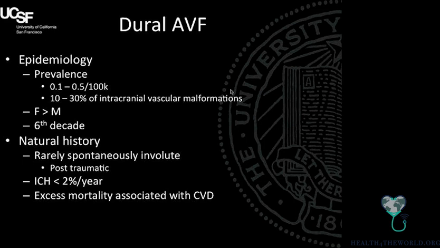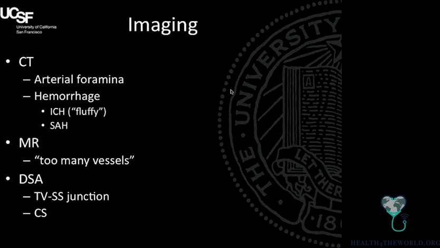The thing to remember about dural fistulas is, from an imaging standpoint, if you present with a hemorrhage, that's a good indication that you may need to do some sort of angiographic sequence, whether it's a CTA or an MRA, or hopefully even a catheter angiogram. Another thing you can look at is the arterial foramina. So I mentioned the foramen spinosum and the vessel that runs through it, i.e. the middle meningeal artery.